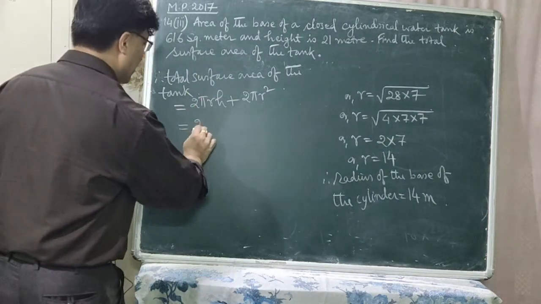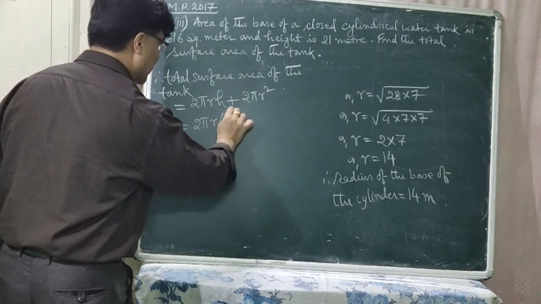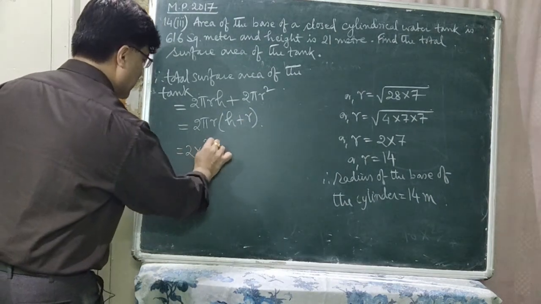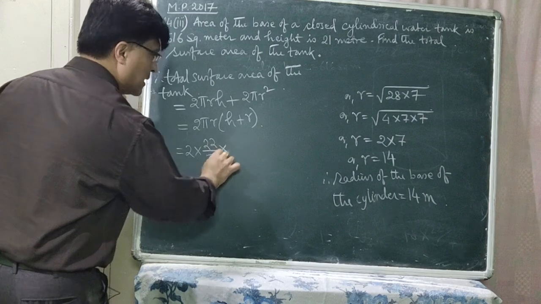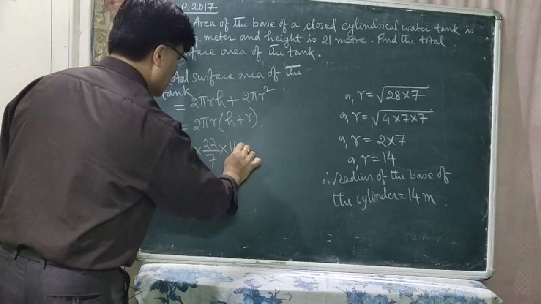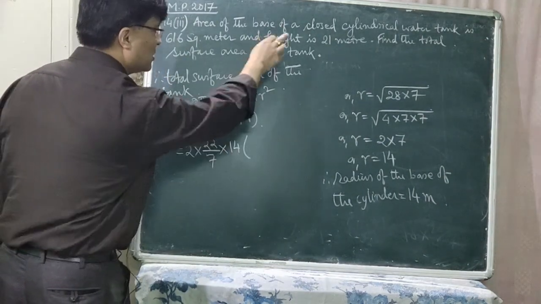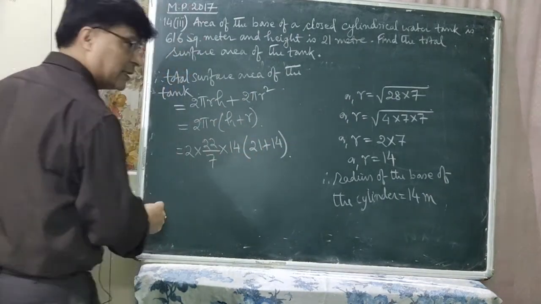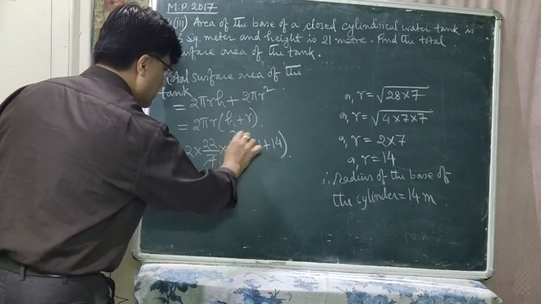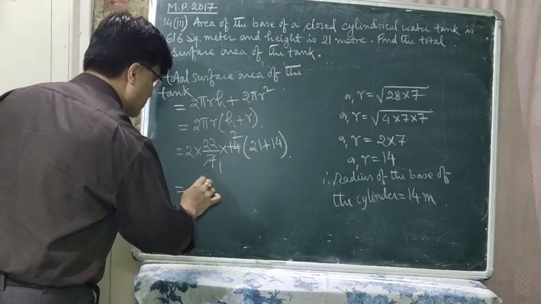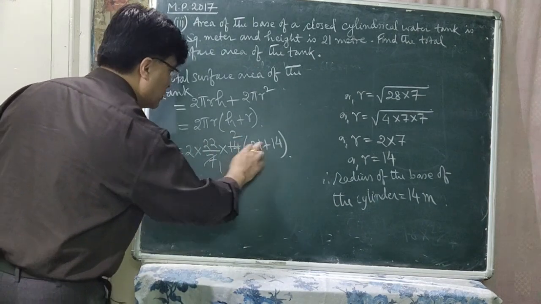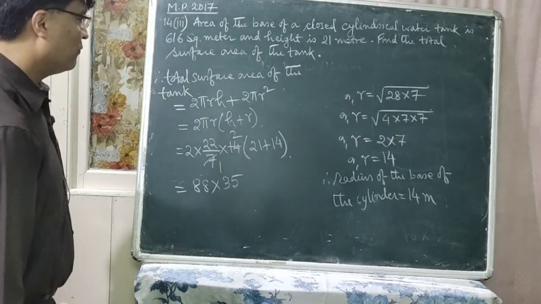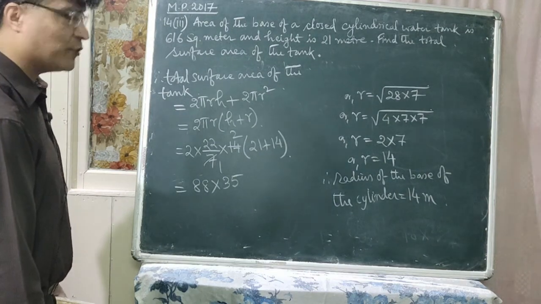So what is common here? 2 pi R within bracket H plus R. So this is equal to 2 into, what is pi here? It is 22 by 7. What is the radius? It is 14. Plus what is H? H height is 21. Plus what is R? It is 14. Right? So 7 ones are 7, 7 twos are 14. So this is 2 twos are 4, 4 twos are 8, 88 into, you can add them, this is 35. Right? 4 plus 1 is 5, 2 plus 1 is 3.